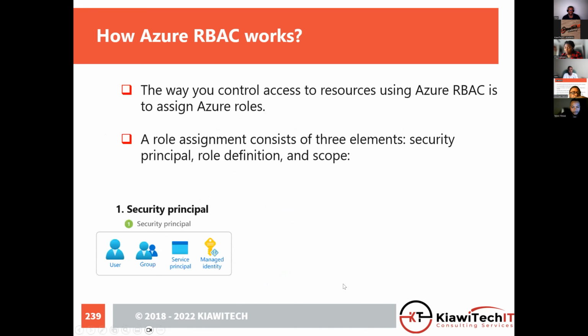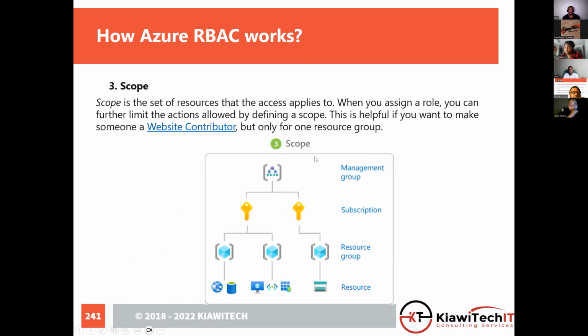But then, role-based access control must implement these three things: the security principal, what is the role definition, and the last thing is the scope, which is where we are. The scope, in a nutshell, just tells me where your permissions are limited. For example, if you look at the structure in Azure, you will see that everything starts with a management group, right? Your subscription is under a management group.